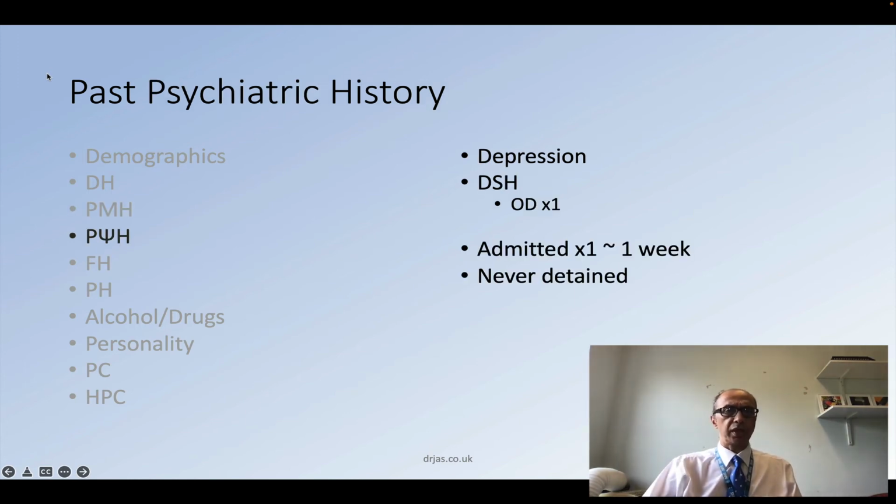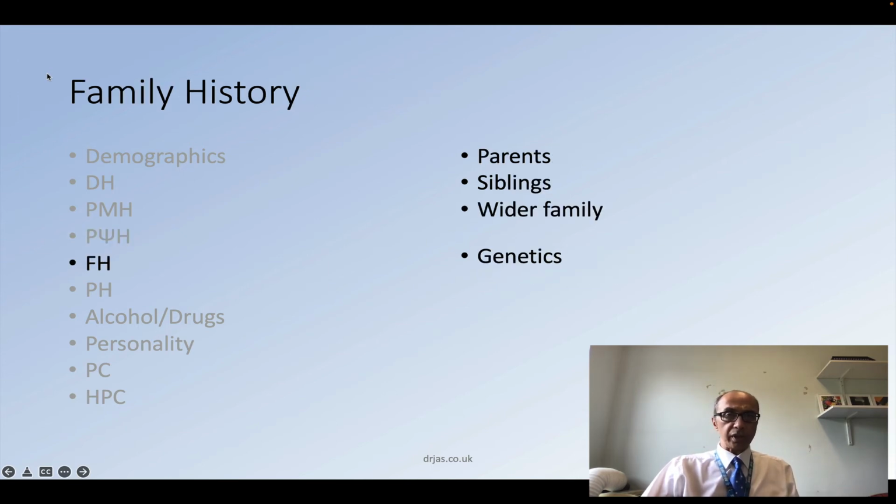So past psychiatric history: any previous contact with mental health services. Have you ever seen a psychiatrist before? Have you ever been admitted to a psychiatric hospital? And in this fictional case, this man had taken a previous low intent overdose of medication and had one previous admission, an informal admission. He'd never been detained.